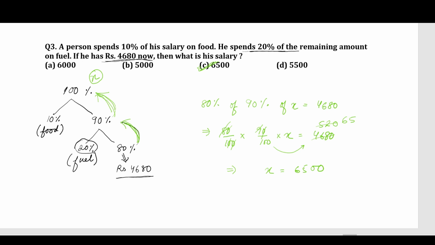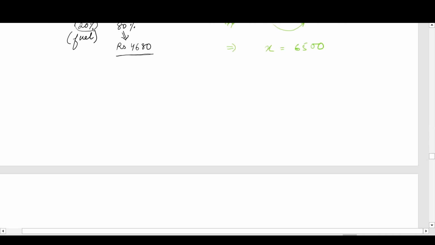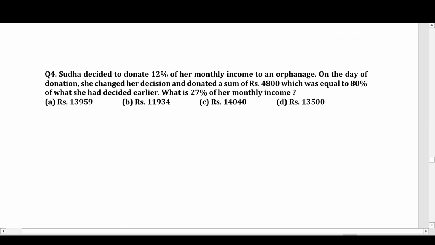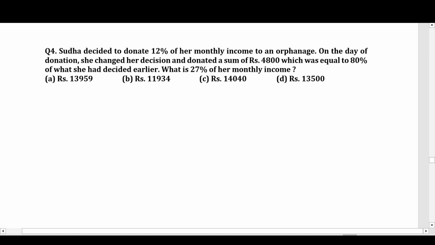Now question number 4. Sudha decided to donate 12% of her monthly income to an orphanage. On the day of donation, she changed her decision and donated a sum of rupees 4800, which was equal to 80% of what she had decided earlier. What is 27% of her monthly income?